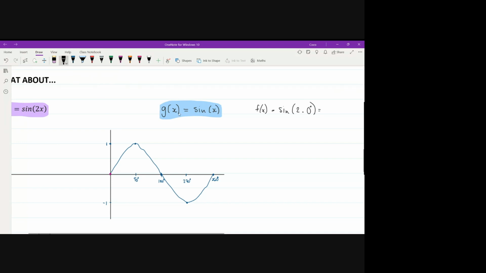Okay. Now, here's what we're going to do. Our next prompt would be at 90 degrees. I want you to, again, go to f of 90 degrees is equal to sine of 2 times 90. Someone else can do f of 180 degrees for us, is equal to sine of 2 times 180. Okay, f of 270. Sine of 2 times 270.